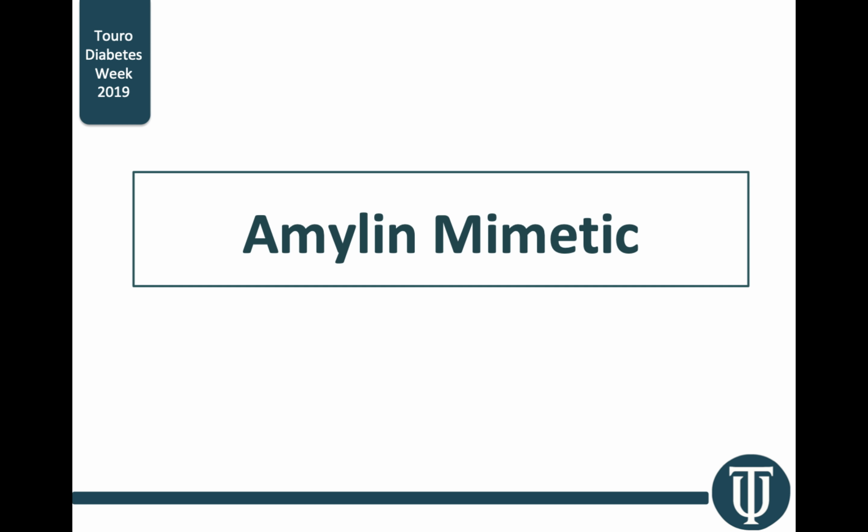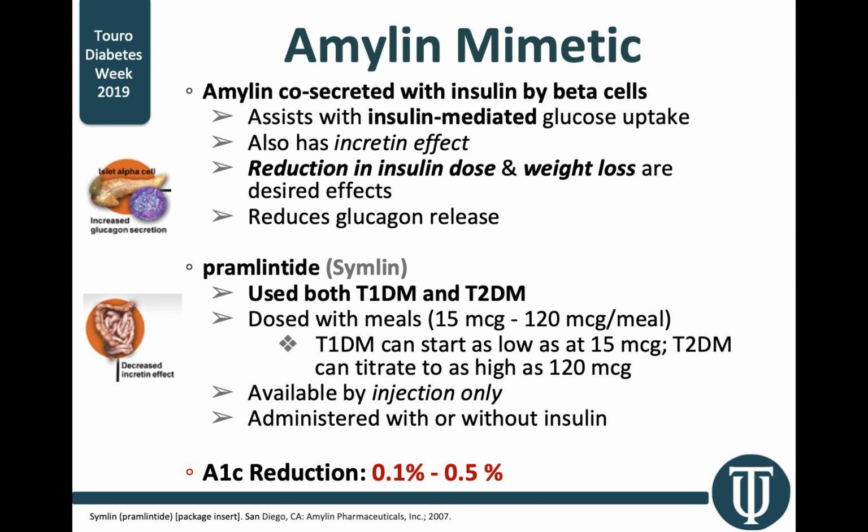The last class in the group is the amylin mimetic. We don't really use this agent that much. There's only one agent in this class. It's called pramlintide. The brand name is Symlin. What's so special about this class is that it has been approved to be used in both type 1 and type 2 diabetes patients. The dosing can be as low as 15 micrograms for type 1, and as high as 120 micrograms injection for type 2.